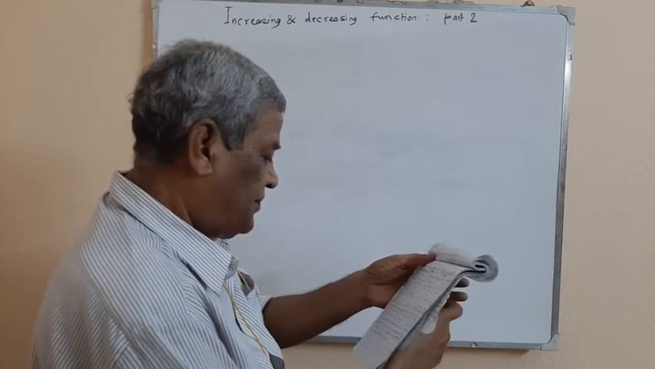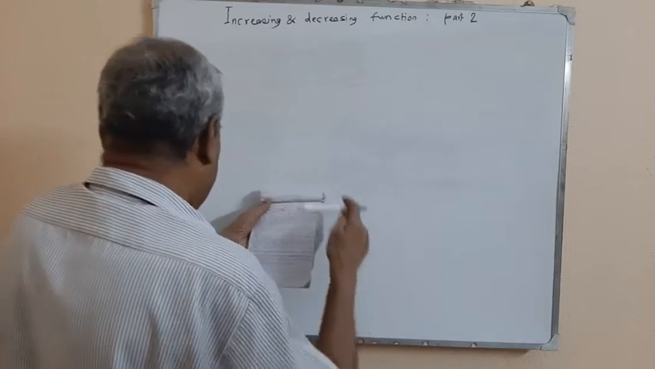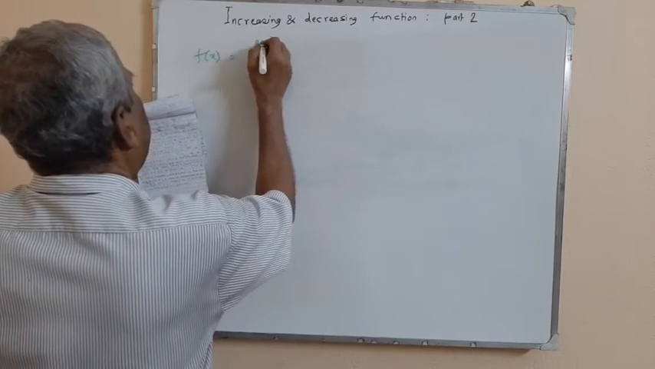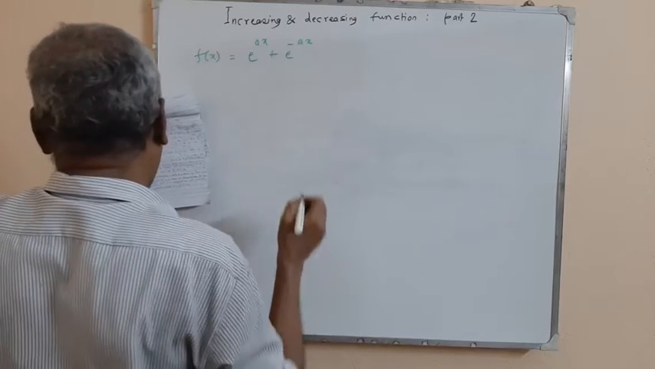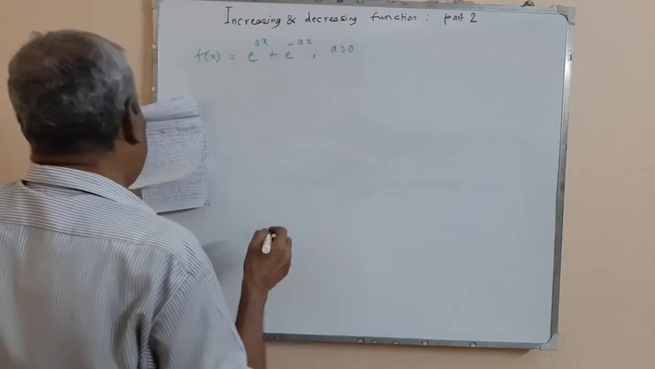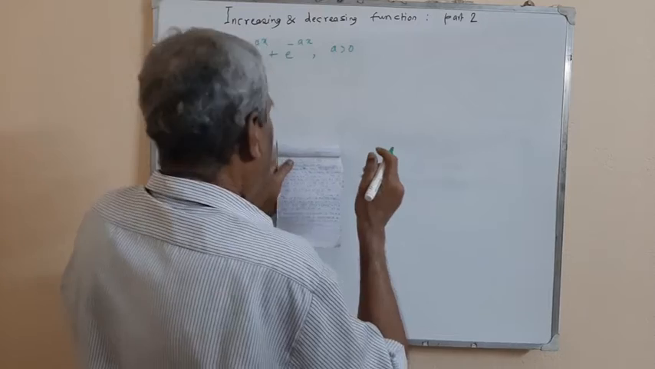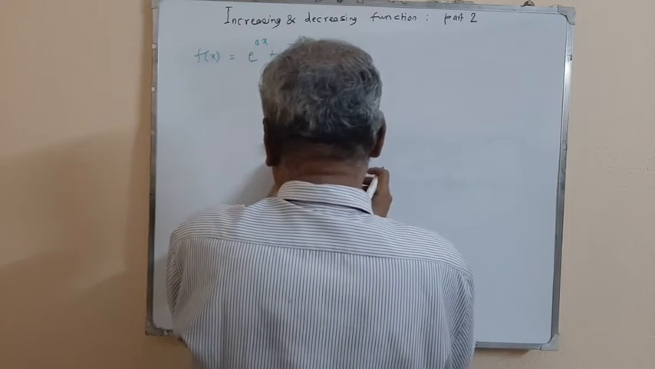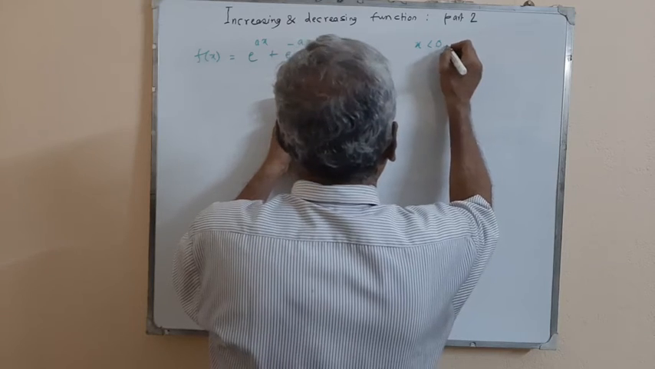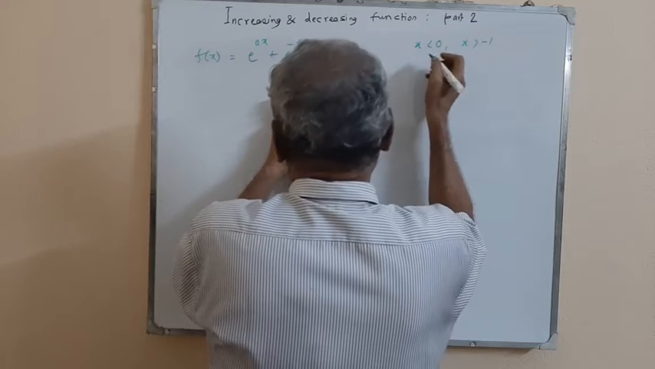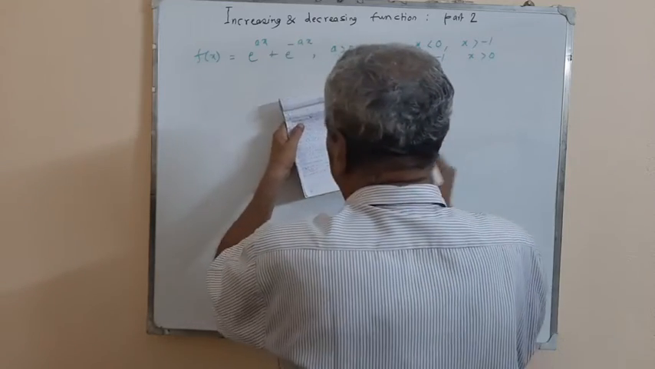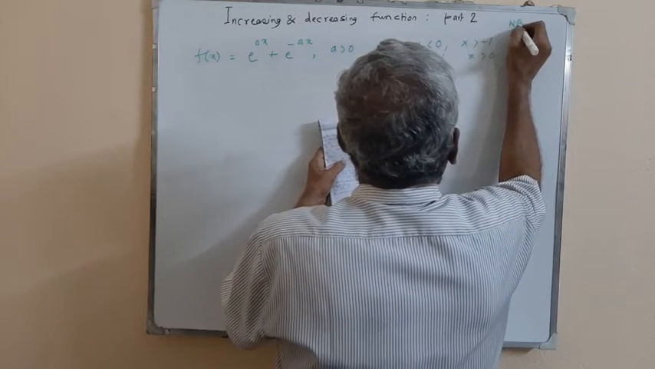Our next problem is, let us take the next problem. f(x) is equal to e to the power ax plus e to the power minus ax, where a is given as positive, is increasing in four options: x less than 0, x greater than minus 1, x less than minus 1, and x greater than 0. That problem was given in WBJEE.